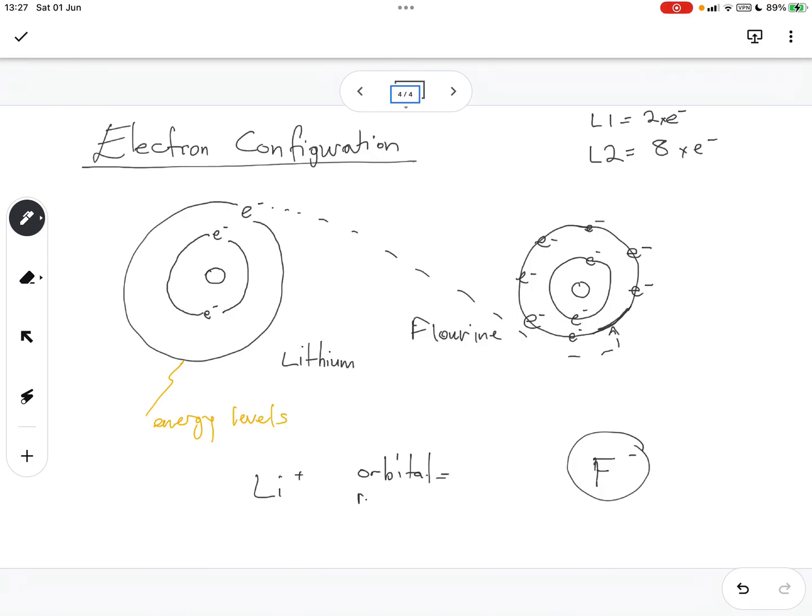So an orbital is a region where electrons would move around freely in an atom. Okay, now we're going to discuss these orbitals. And the discussion is going to get a bit messy, but bear with us.